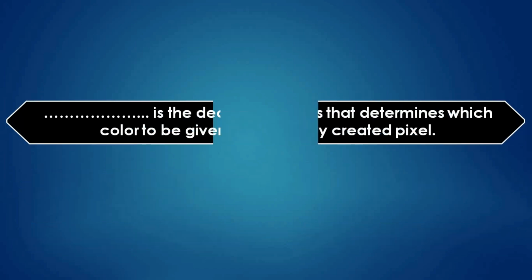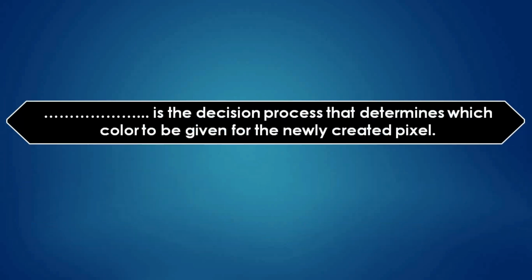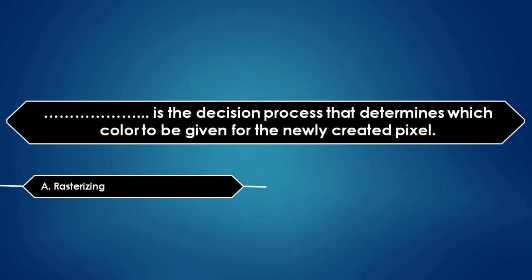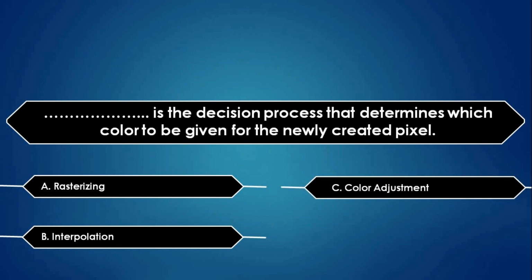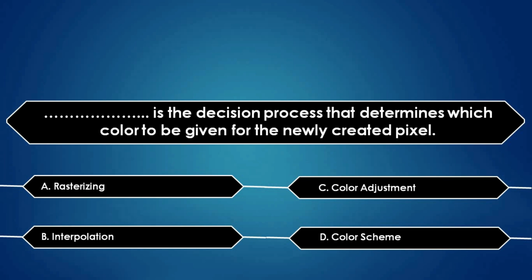The next question. Dash is a decision process that determines which color to be given for the newly created pixel. A. Rasterizing, B. Interpolation, C. Color adjustment, D. Color scheme. The right answer is interpolation. So interpolation is a decision process that determines which color to be given for the newly created pixel.